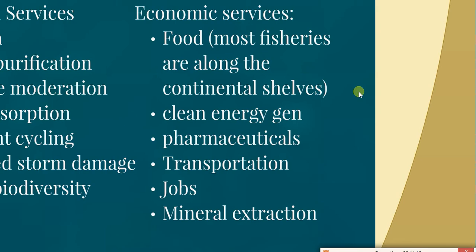A lot of offshore wind farms are in the ocean, but that doesn't actually come from the ocean. It's just the fact that the wind blows a lot harder over the ocean because there's less friction between the water and the wind. So we get really fast winds off the shore. Pharmaceuticals, so being able to get medicines from these areas.